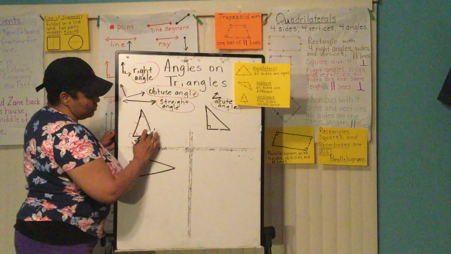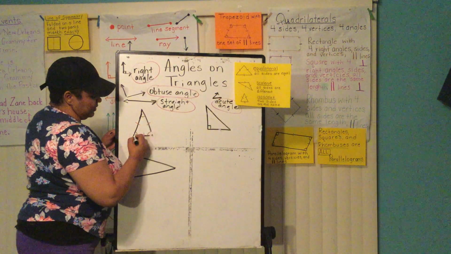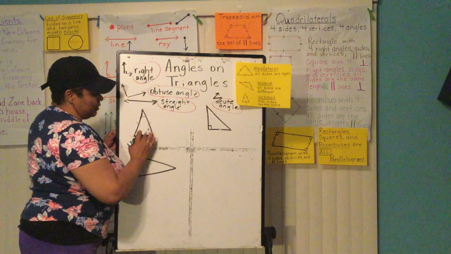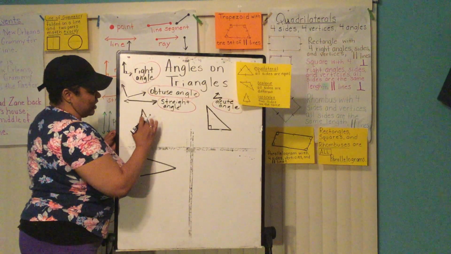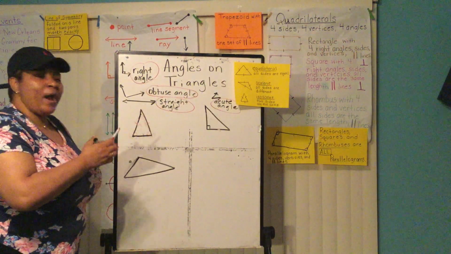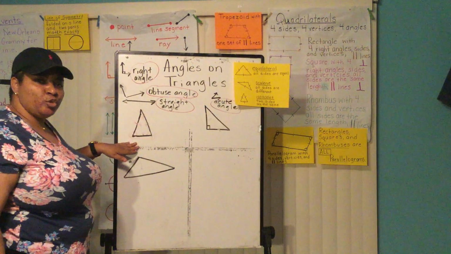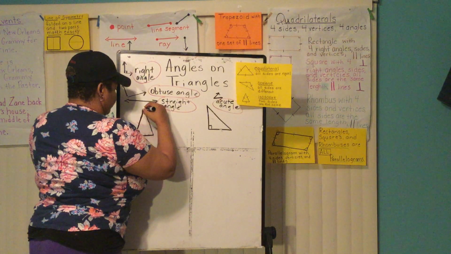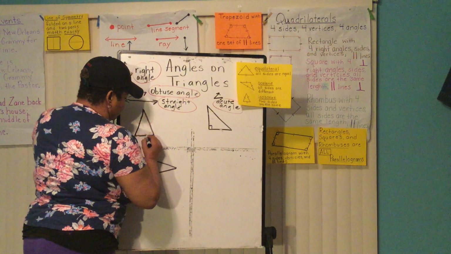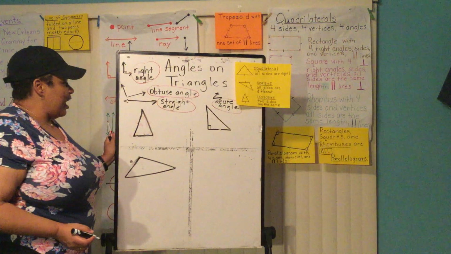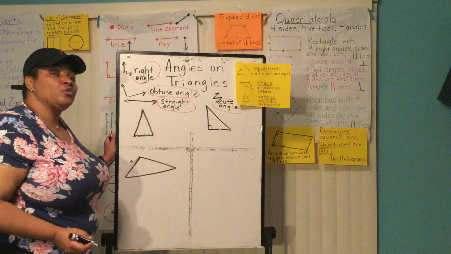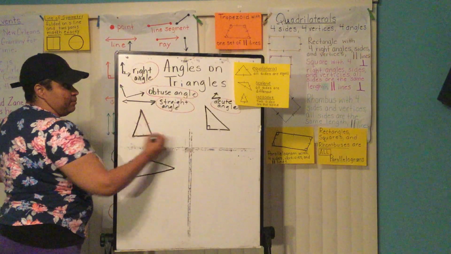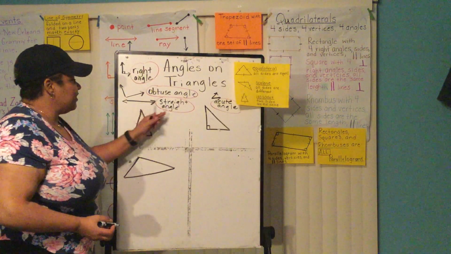Well, first of all, I'm looking to see, do I have, get all of this out of our way really quick. Do I have any right angles? Do you see any angles on this triangle that look like a perfect letter L? I don't. So I can mark out right angle because this one doesn't have any right angles. Do I see any straight angles that just keep going? So I can kick that out.